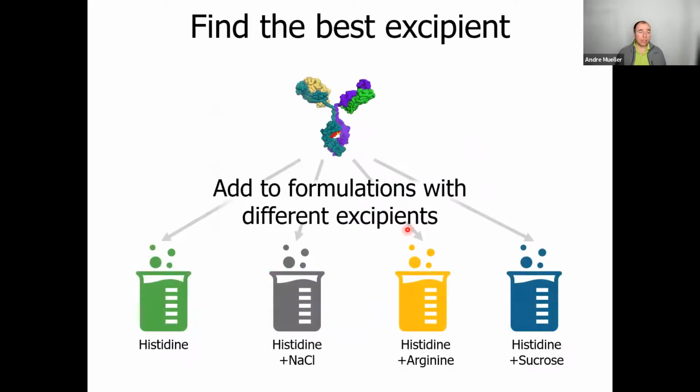If we're going into it a little bit more analytically and do a test of different excipients, this is what we're going to be talking about for the rest of the presentation. So we have our monoclonal antibody in its histidine formulation, and we added either sodium chloride or arginine or sucrose to it to test the effects of these excipients on the stability of the monoclonal antibody. I'm going to be using the same colors in the next couple of slides. So everything that is green is histidine, everything that's gray is the histidine with sodium chloride, yellow is the arginine addition to histidine, and in blue, sucrose.